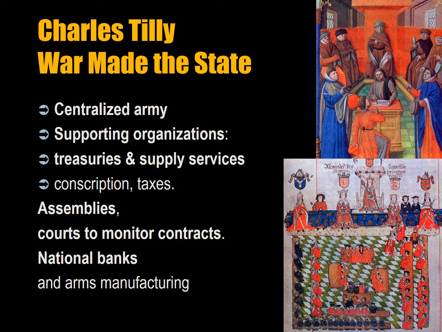To wage war, it was not enough to have a centralized army, but there was a need for a wide-ranging set of supporting organizations. Treasuries had to be created to fund the militaries and the navies, and to supply services, mechanisms for conscription and the raising of armies, and very importantly, the raising of taxes to pay for all this. Later, to obtain support for war, the states established assemblies and courts to monitor contracts to make states more wealthy and therefore powerful for a subsequent war. You can see here the 15th century court in England and the early 1600s British Parliament under Edward I.